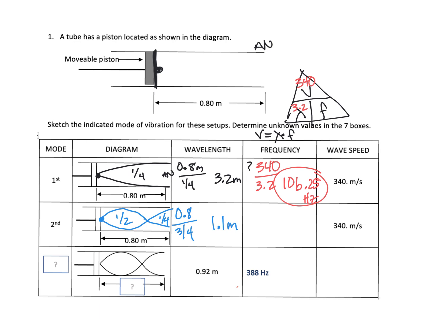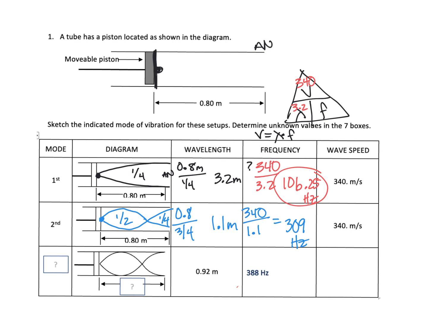And then we'll do the same thing. Take the speed, 340, divided by the wavelength of 1.1 to get a new frequency of 309.09. I'll round it to 309 hertz for that one.